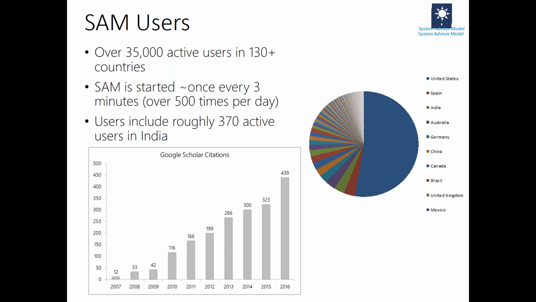Then in the lower left, we have a lot of academic users, and I think that aligns with the Sirius project. And we try to track some of that. These are the number of Google Scholar citations, so journal articles, technical reports, etc., published that reference SAM each year. And as you can see, it's continuing to grow significantly each year.